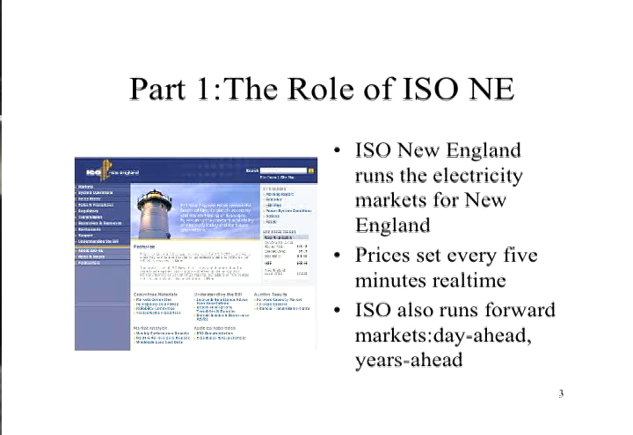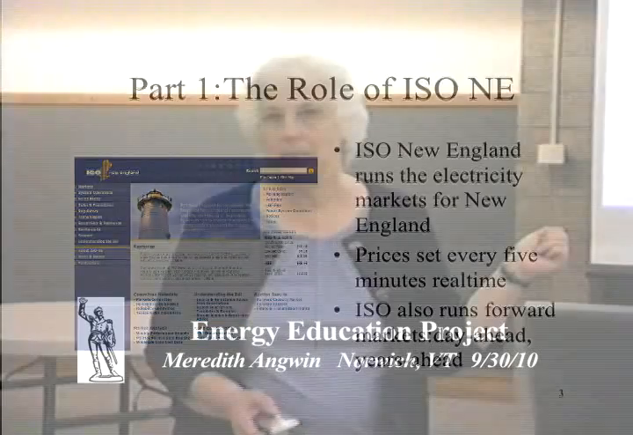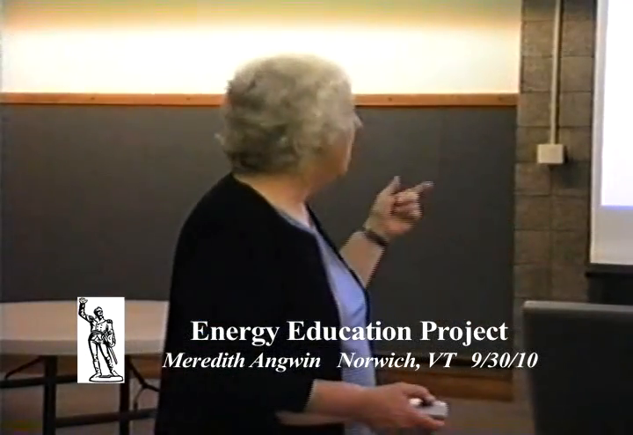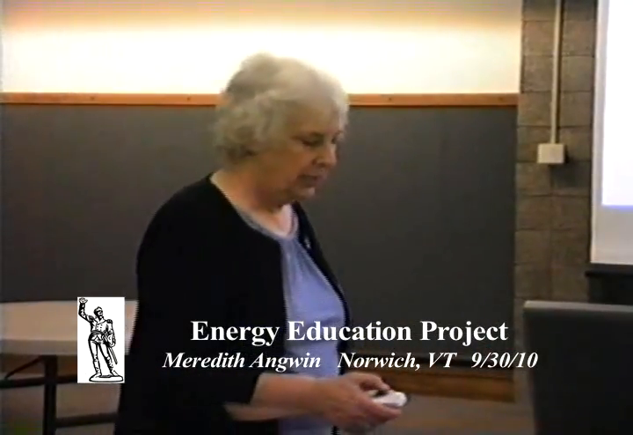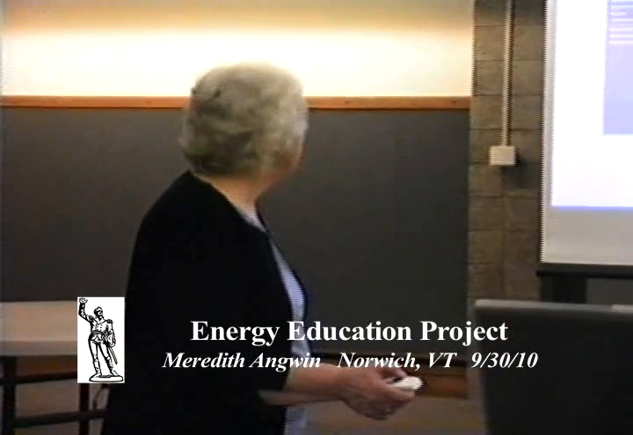The ISO also runs forward markets. The most important one usually is the day-ahead market, because that's where things like a power plant going down or a transmission line going out might be factored in. But it also runs years-ahead markets. That is, will we have enough power for a couple of years from now? Now, if I move this correctly.